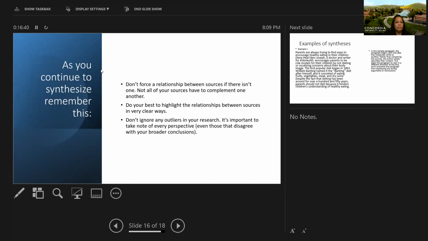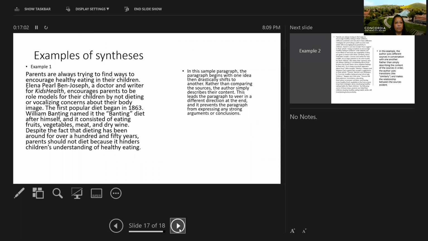So as we continue to synthesize, we want to make sure that we don't force relationships between sources if there isn't one. Not all of the sources will complement one another. We're going to do our best to highlight the relationships between the sources in a very clear way. And don't ignore any outliers in your research. Not everybody's going to agree, and it's important to include those people in there as well. So here's two examples of synthesis.